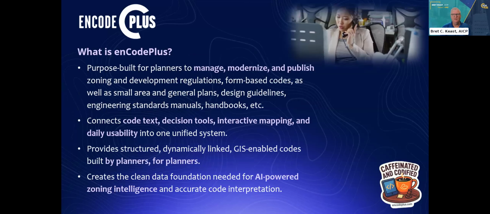What is enCode? Well, think of enCode as the backbone of your planning and regulatory ecosystems. It's one environment where everything lives, stays well organized, and stays current. It supports the full life cycle of planning and zoning, from drafting to adoption to daily use and long-term maintenance. And the structured foundation is what ultimately enables us to automate, integrate, and increasingly embed AI reasoning.